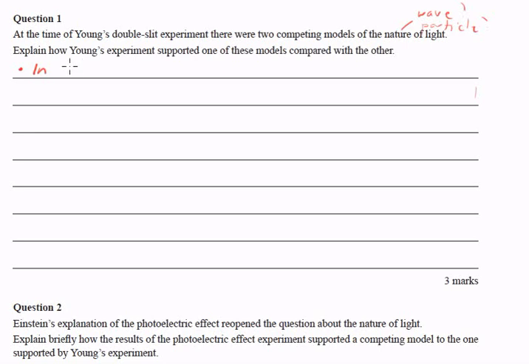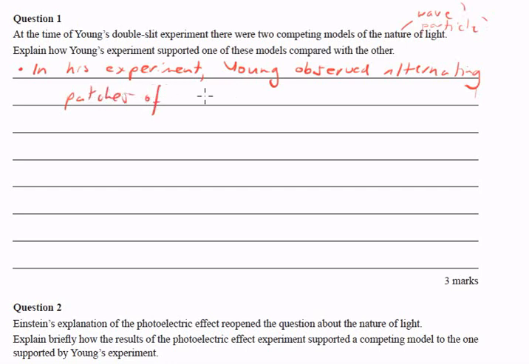For 3 marks, I'm going to go for 3 dot points. So in his experiment, Young observed alternating patches of bright and dark bands. This is on a screen. So you'll have in your notes somewhere that he has his double slits, and then on a screen he's got bright and dark bands.